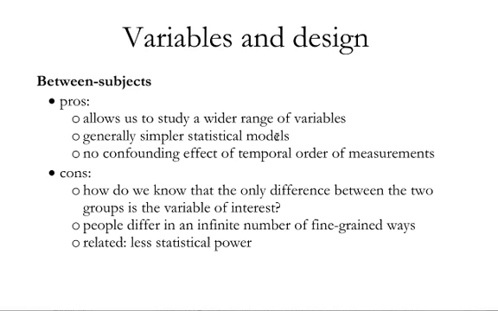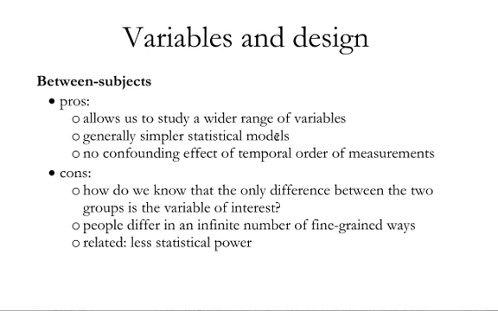Between subjects designs, well, the advantage here is it will allow us to study a wider range of variables, because as we'll see shortly, there are things you can't study in a within subjects design. It's generally going to involve simpler statistical models, and there won't be any confounding effect of which order the different measurements were taken in, because there are no different measurements. There's basically just one measurement per subject.